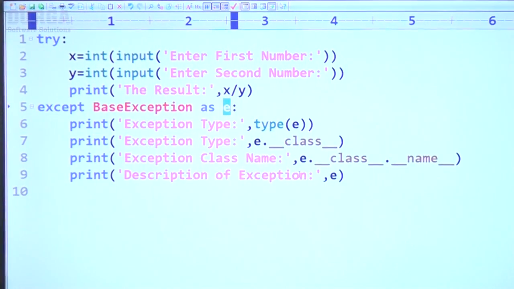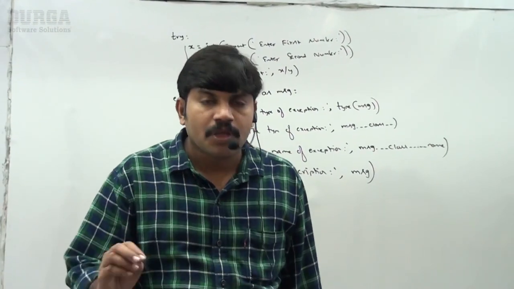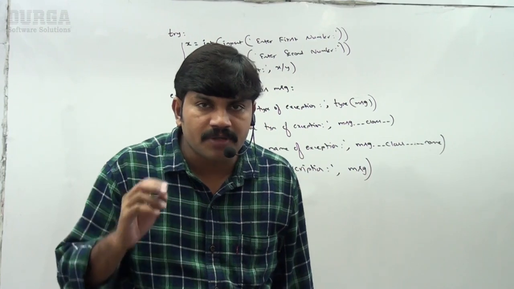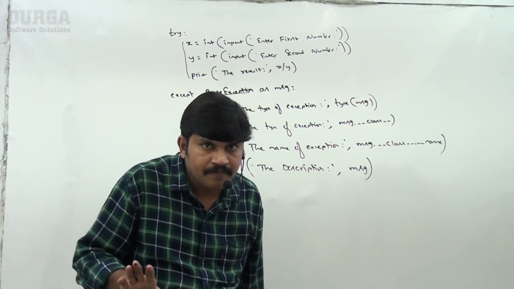So is everyone in a position to understand how to print exception information? If you want to print the exception class name, the description, or the type, what is the way? Clear? Is any explanation required? That's all.